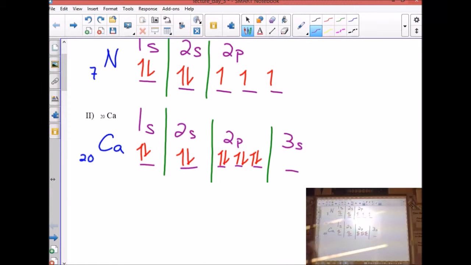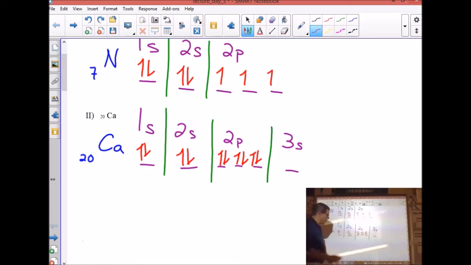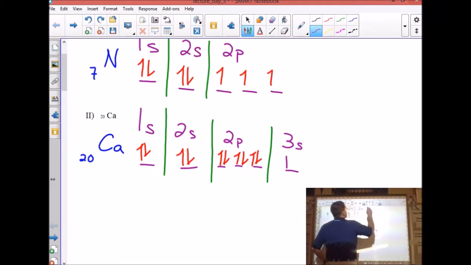Let's do simple first. How many electrons am I dropping in here in the third row? 2 of them. Good. So, let's do a different color there.